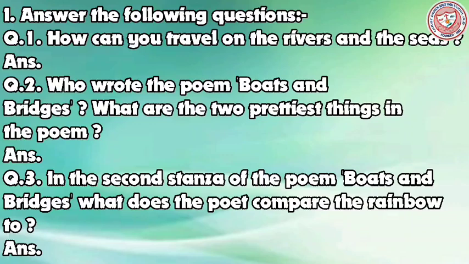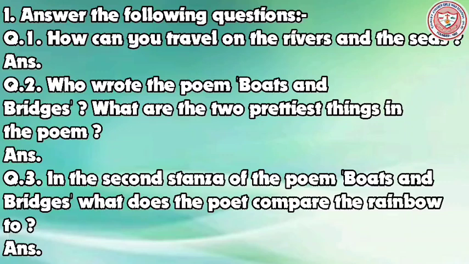Question number 2. Who wrote the poem Boats and Bridges? What are the two prettiest things in the poem? Christina Georgina Rossetti wrote the poem Boats and Bridges. The two prettiest things in the poem are clouds and the rainbow.